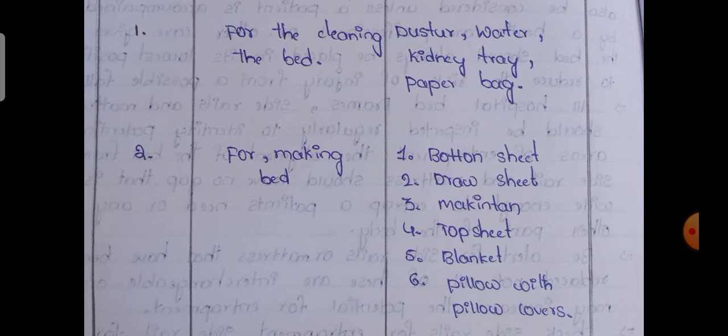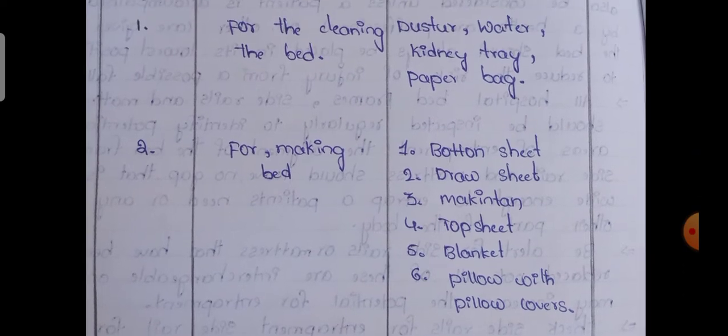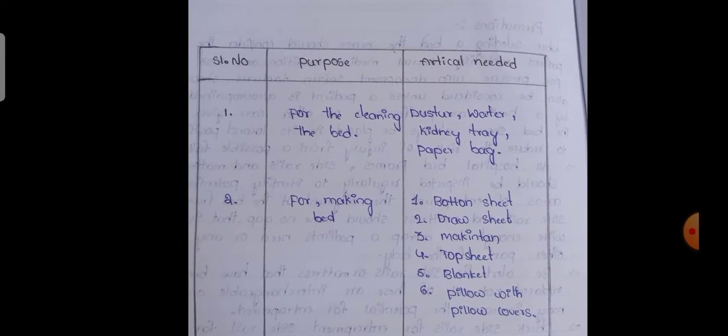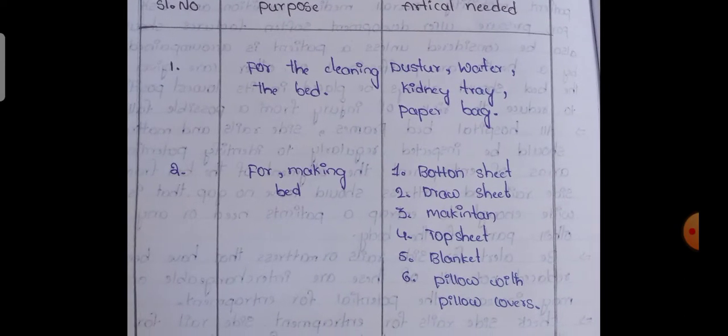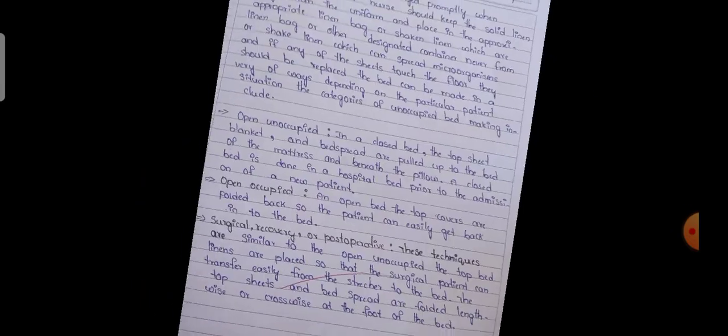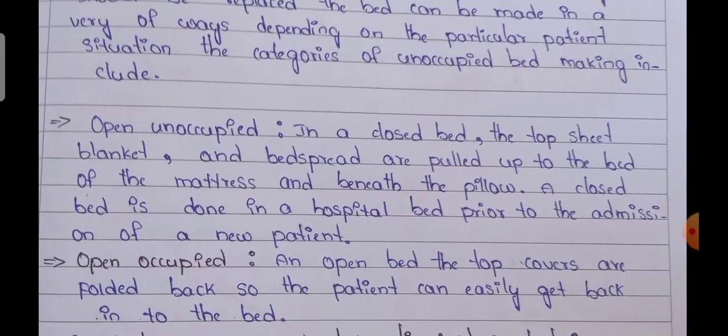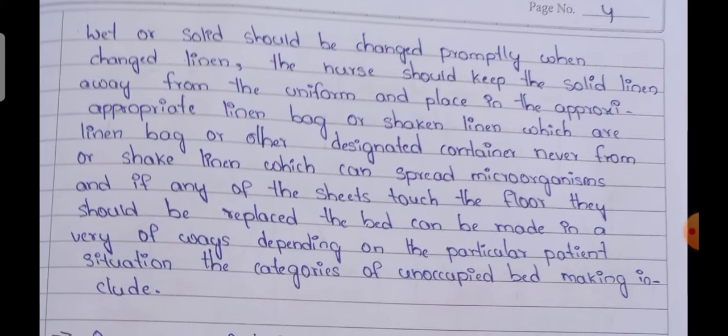Next one is for making the bed. Also we need some things. It's clear. So this is the bed making equipment and all. Okay, so next, coming to the types of bed making. This is a continuation of the answer.